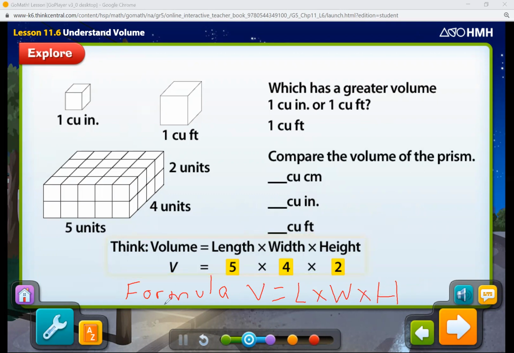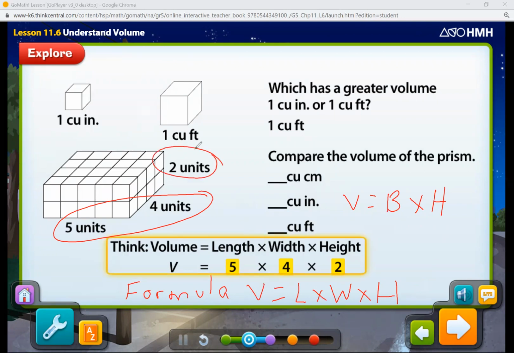Sometimes you'll see the formula say that volume equals base times height. And that's what they were doing here. First, they were finding the base. 5 times 4 is 20. And then they multiply the base times the height.